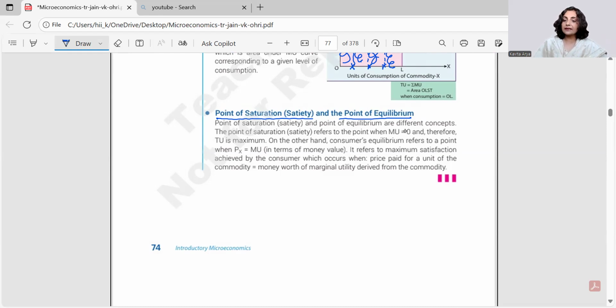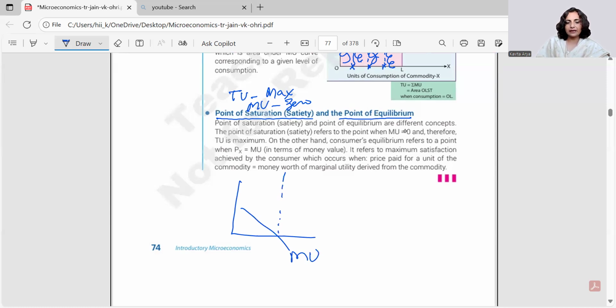So you must understand there are two different points, two different situations to talk about these points of saturation and point of equilibrium. Point of saturation is when total utility is maximum. It means your marginal utility comes out to be zero. We show this point with the help of this presentation that if MU is this, we just extend this line vertically parallel to the y-axis and TU is this. So this point is called point of saturation, means from this point onwards we cannot increase TU positively, it's going to fall.